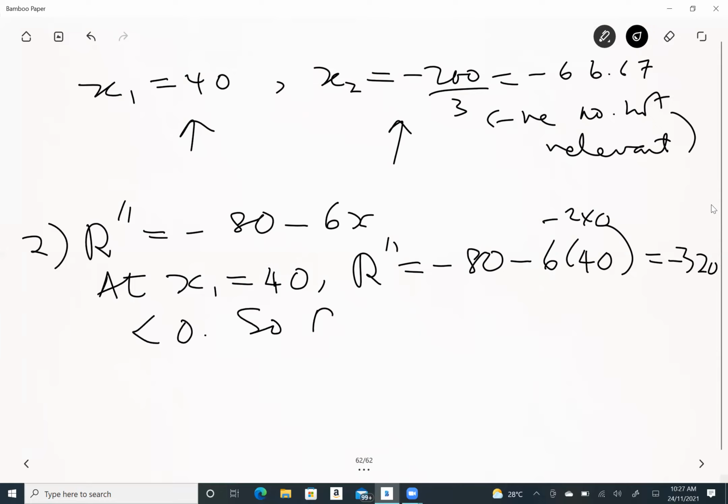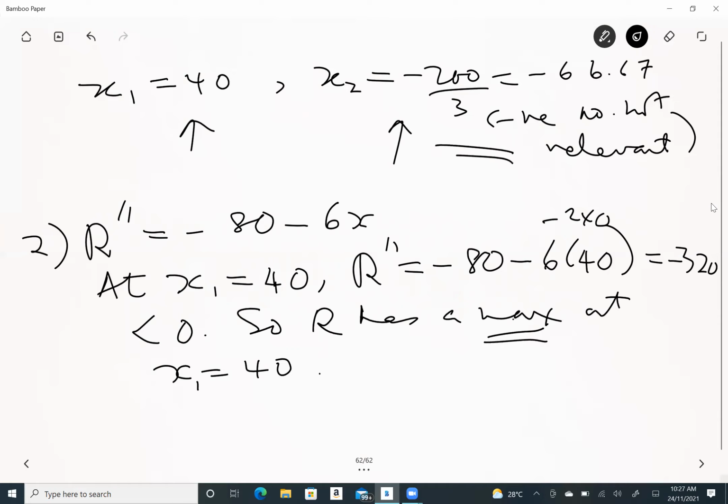So now you know revenue is maximized, or revenue has a maximum at x equal to 40. We call it x1. That is negative. Now we know negative values are not relevant. You don't have to do it in practice, because in the first place, a negative number is not relevant. But we just want to show that if you have more than one critical point, you need to test at each critical point.